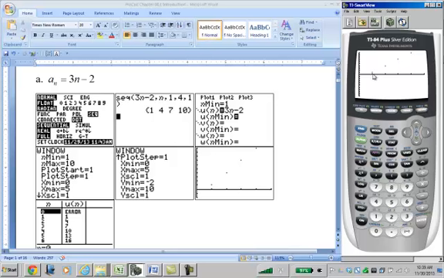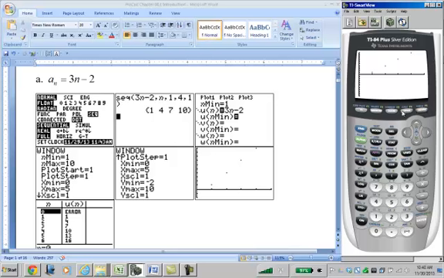Okay, so here's n equals 1, a sub n equals 1, and here's n equals 2. Here n equals 1, a sub 1 equals 1. N equals 2, a sub 2 equals 4. And here's 3. N equals 3, a sub 3 is 7, and here's n equals 4, and a sub 4 is 10. All right, and we could trace this.